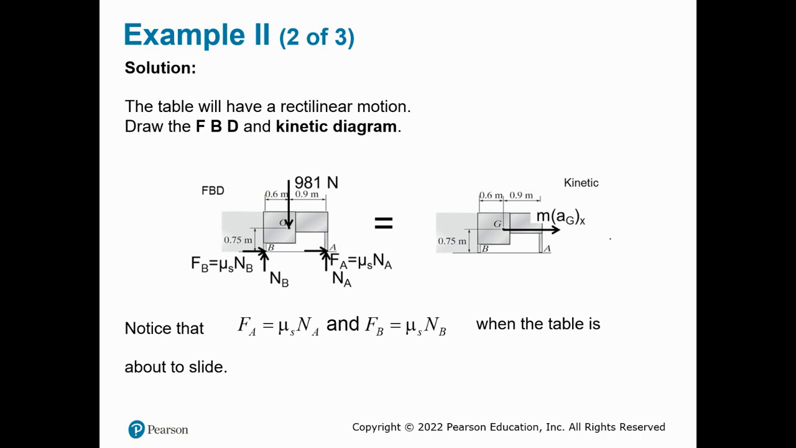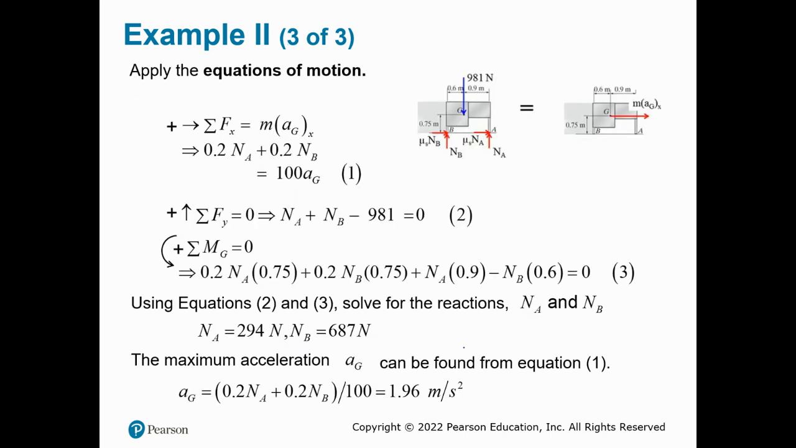Overall, you have your m a_x. And then we can write our relationship between FA and FB together with the friction coefficient and the normal forces NA and NB. And then over here, we write our equations: sum of all the forces in the horizontal direction, sum of all the forces in the vertical direction, and the sum of the moments about point G. Again, be careful when you do the sum of moments about G equal to 0, be careful with the moment arm, and whether it is clockwise or counterclockwise, making it negative or positive.